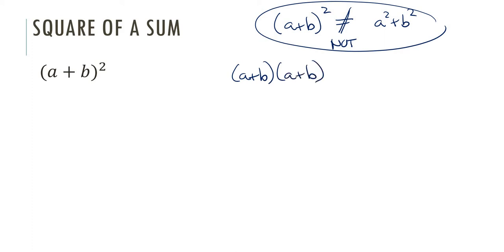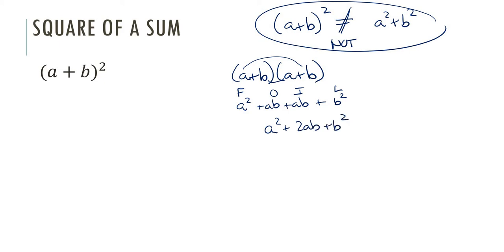Now, if I use the regular method rather than the pattern that we're going to learn today, I would FOIL this. First would be a times a, which is a squared. Outside would be ab. Inside would be ab. And last would be b squared. So we get a squared plus 2ab plus b squared. Now, since these binomials are identical, we can follow a pattern.